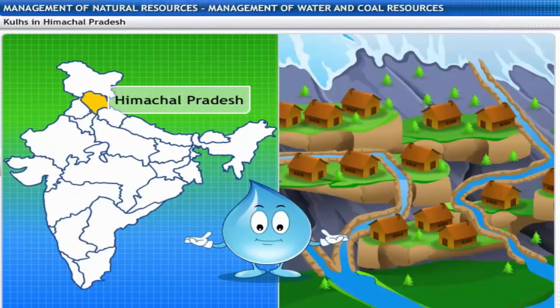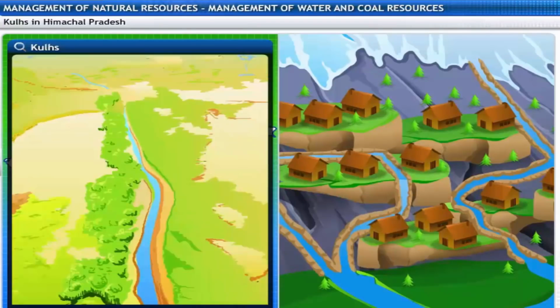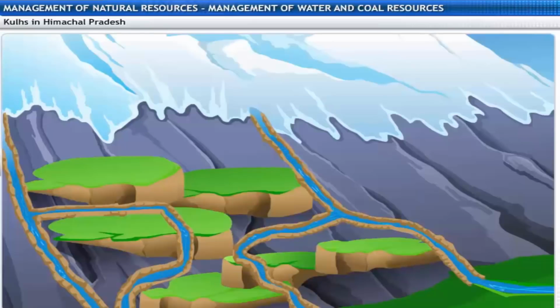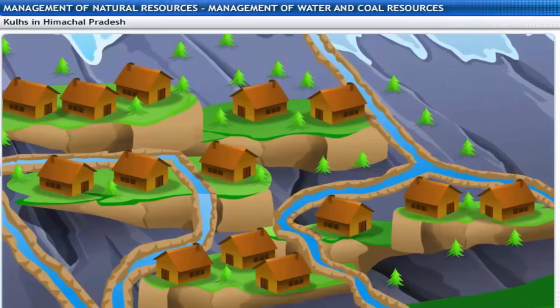Our first stop is a small village in Himachal Pradesh. Here the locals use a system of kulls. A kull is a system of man-made channels that diverts available water from streams to several villages down the hillsides. The benefit of this system is that it causes no damage to the environment.